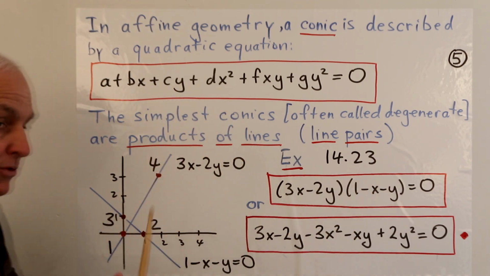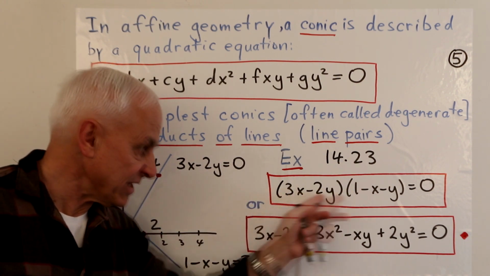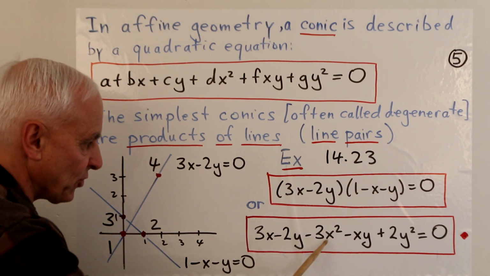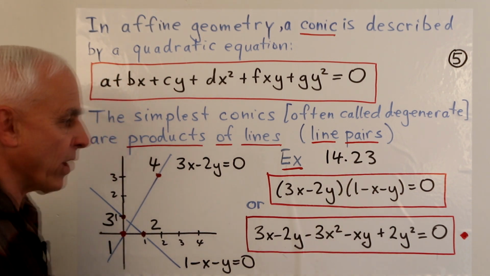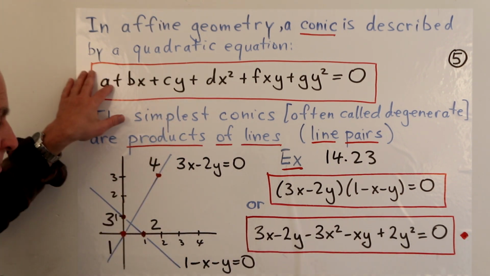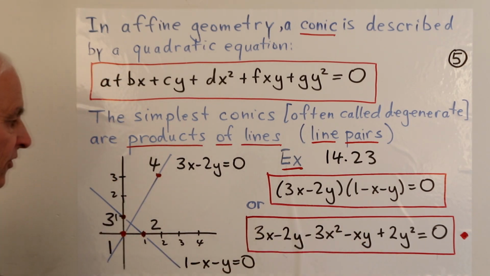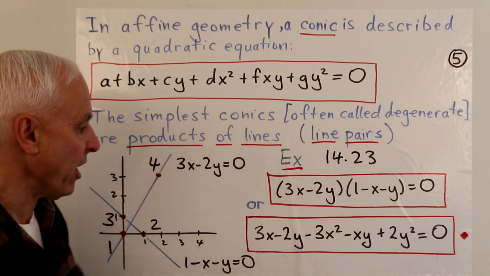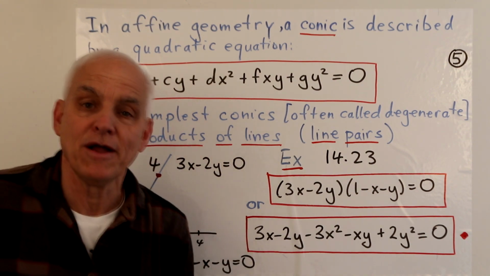If we expand it all out using algebra, good practice for you if you're not familiar with this, make sure you can expand this out and check that you get 3x minus 2y minus 3x squared minus xy plus 2y squared equals 0. So that's the equation of a conic because it has this general form, and the degree 2 terms are not all with coefficient 0. But it's a degenerate conic, or we prefer to say it's a line pair, because it actually can be factored as the product of these 2 linear factors. So it's actually a very special kind of conic.